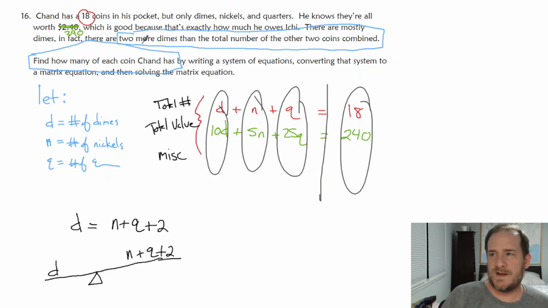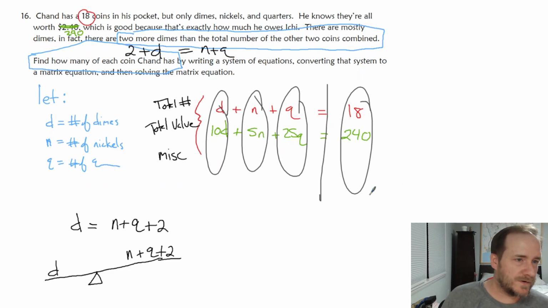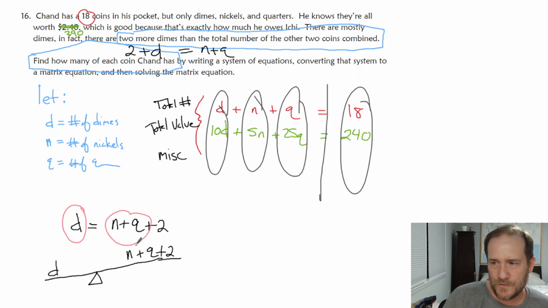But too many people read this and they try to do a literal reading of it. They go, 2 more dimes, 2 plus D, then the total, okay, equals the total, N plus Q. That's going to be dead wrong. You're going to get the wrong answer, right? You need to take a step back from it for a minute and realize that what's happening is you're comparing dimes to nickels and quarters. Are they equal? No, they're not equal. There's a 2 involved. Which side should the 2 go on? The 2 should get added to the thing that's currently too small. And if there's more dimes, then dimes is already big. So add the 2 over here.